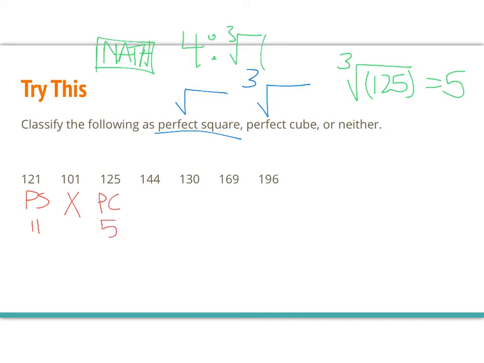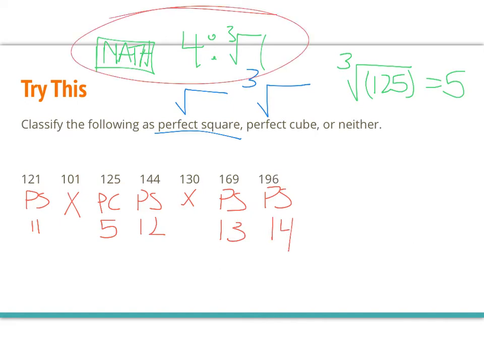The answer is 5. 144 is a perfect square. The square root of that is 12. 130 is not a perfect square, so you test the perfect cube, and that is not going to work either, so it is neither. 169 is a perfect square. The answer is 13 when you square root it. And 196 is a perfect square again. When you square root it, the answer is 14. So make sure you know how to select the cube root.